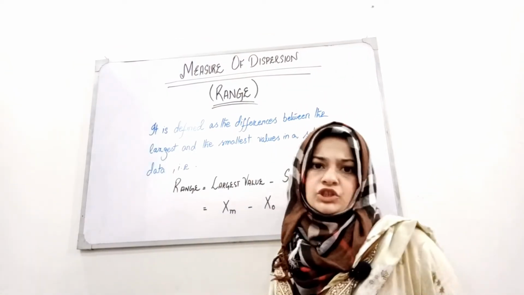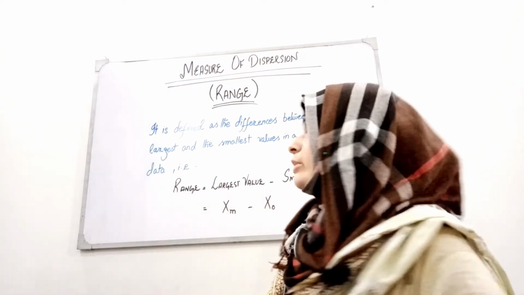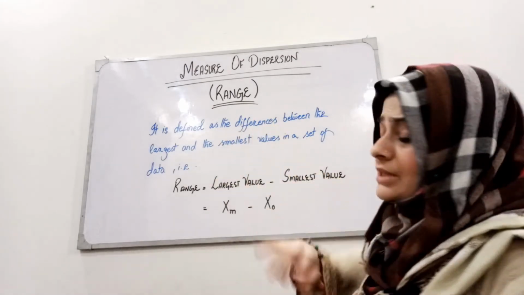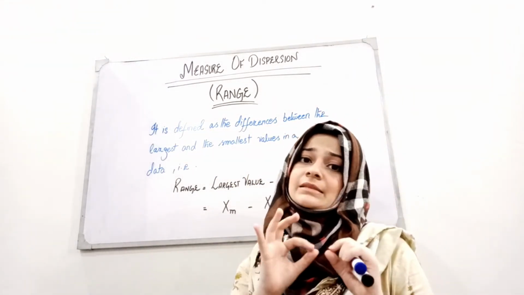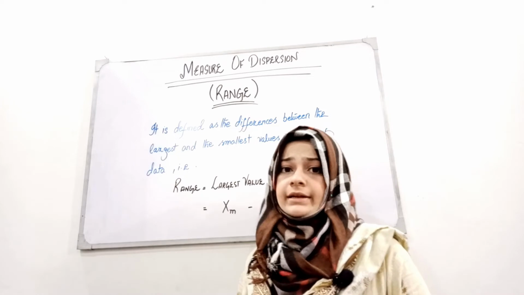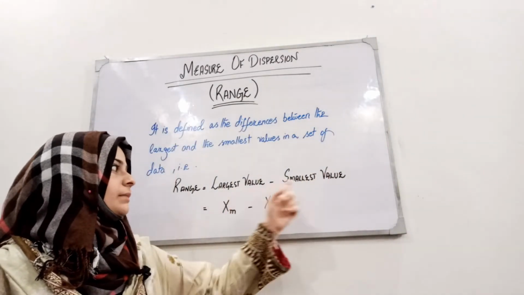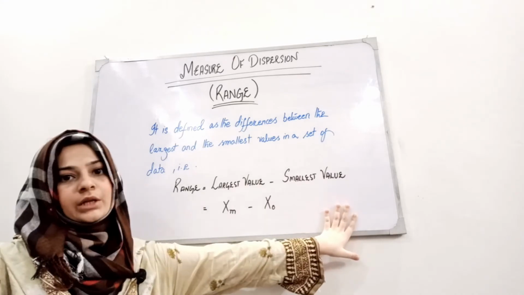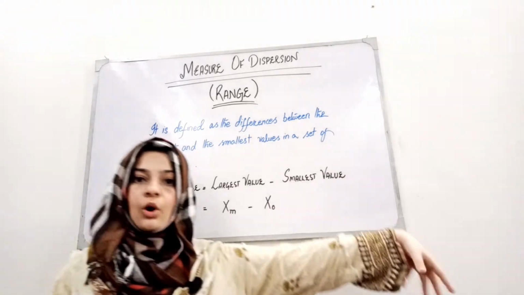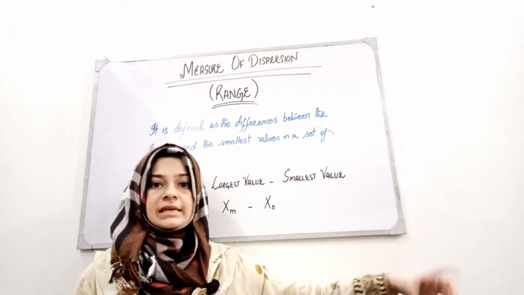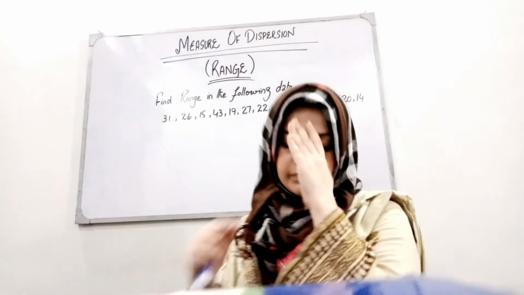So what is range? Range is very simple to calculate. It is just the difference between the largest and the smallest value of your data set. So the formula is: range equals largest value minus smallest value. Now let's solve some examples and see how we can calculate range.